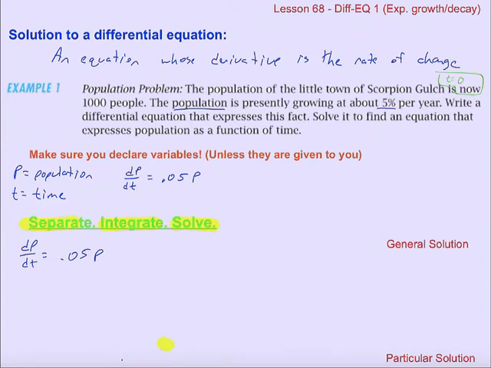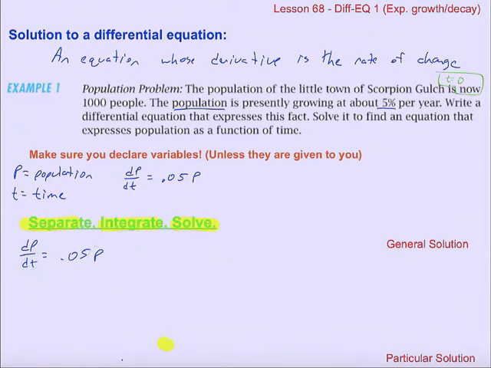What that means by separable is we can separate the two variables. All of the p's on one side, all the t's on another. So that's what we're going to do. We're going to take the p and move it over to the left-hand side. We're going to take this dt and move it over to the right-hand side.